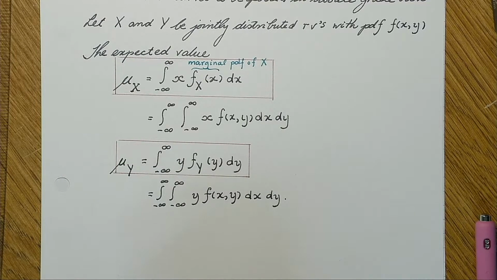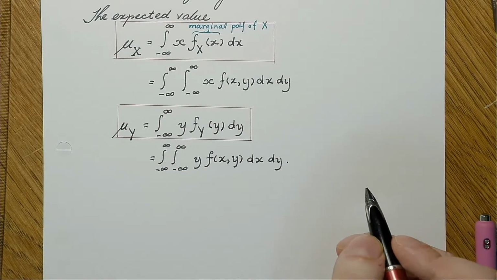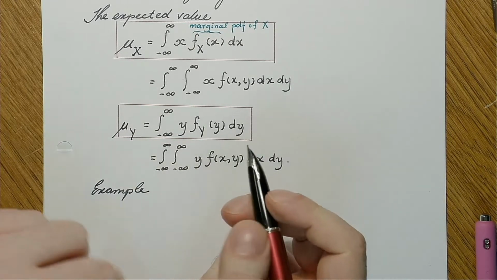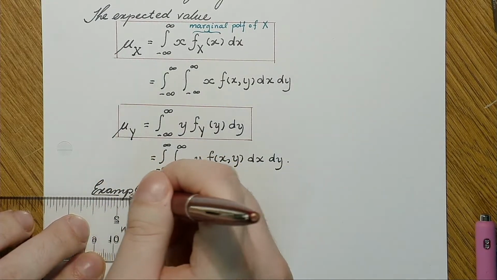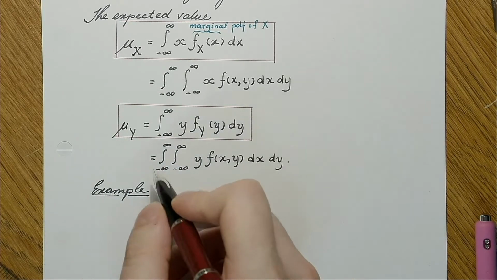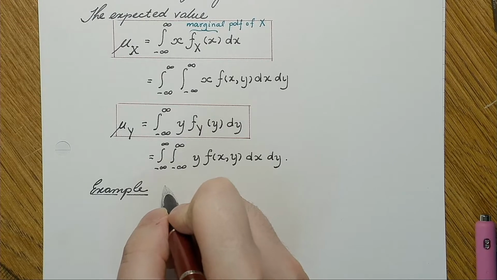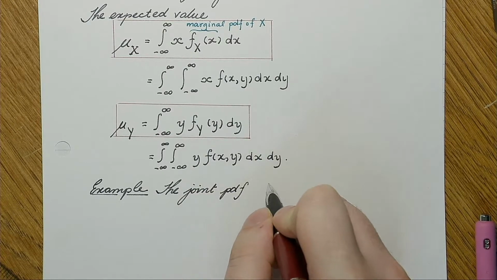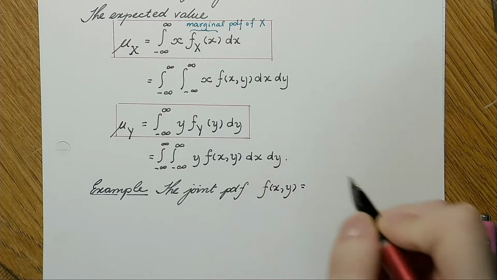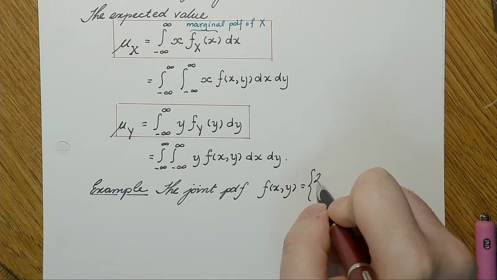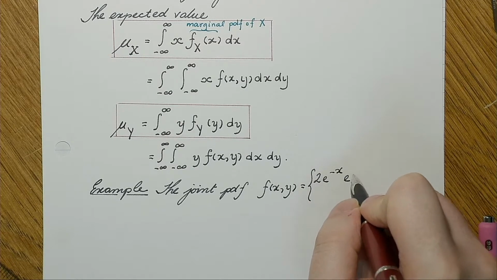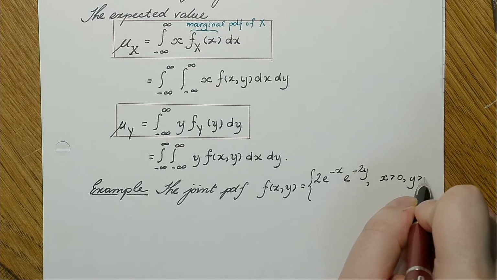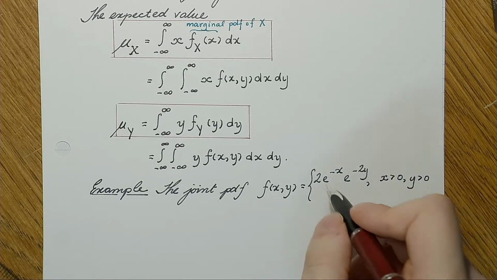So let's do an example. I have my expected values there. Continuing the example that we had done in class from the previous lecture, and for those that are looking for lecture 20, this is the joint PDF that we were looking at. It'll be 2e to the minus x, e to the minus 2y, and this is for values where x is positive and y is positive, and the PDF is 0 otherwise.